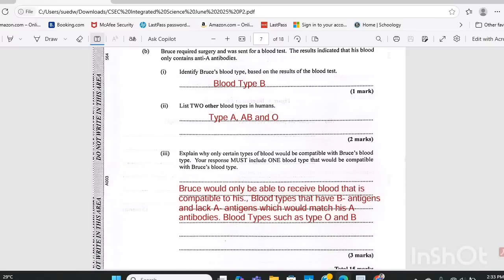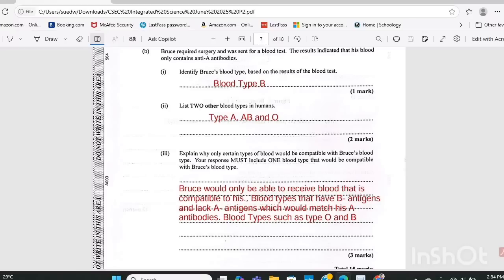It says explain why only certain types of blood would be compatible with Bruce's blood type. Your response must include one blood type that would be compatible with Bruce's blood type. So Bruce would only be able to receive blood that is compatible to his, and those would be blood types that have B antigens and lack A antigens, which would match his anti-A antibodies, blood types such as O and B.